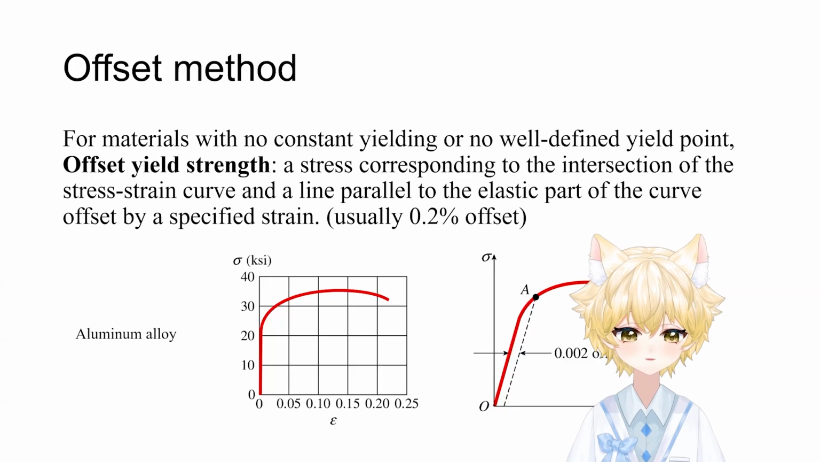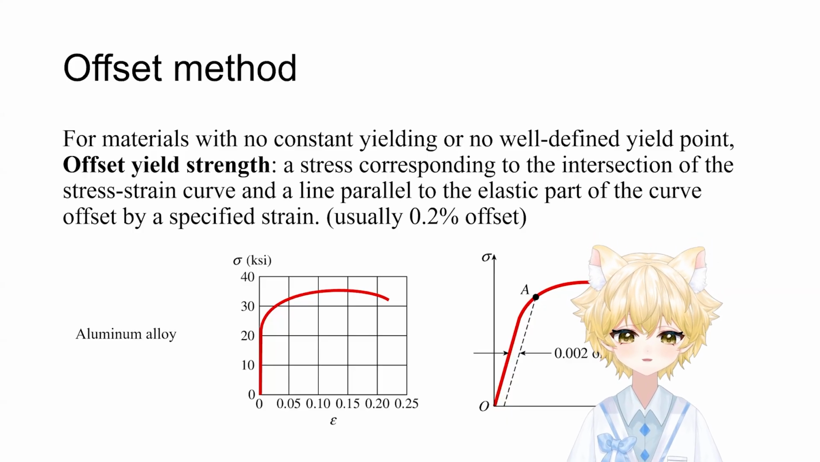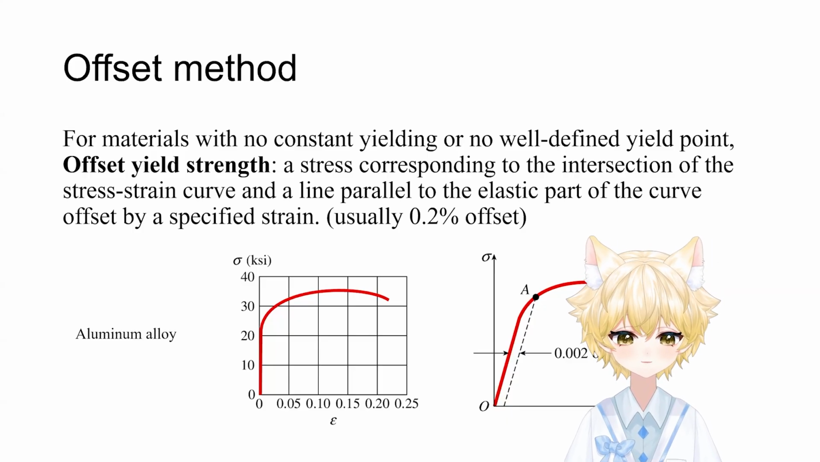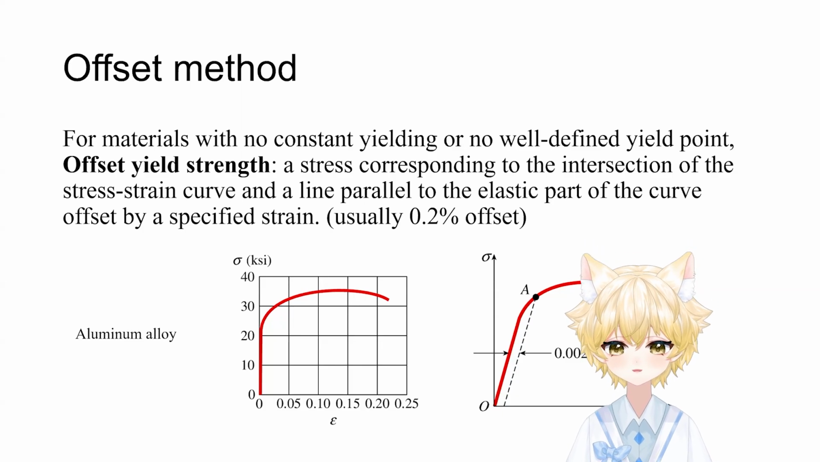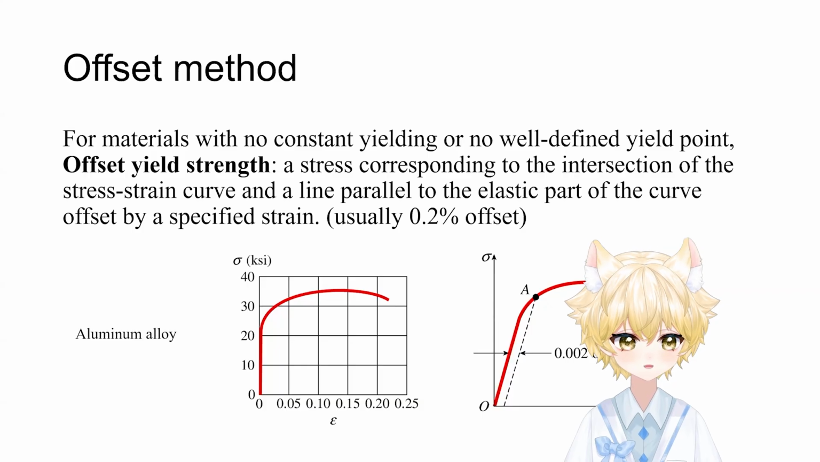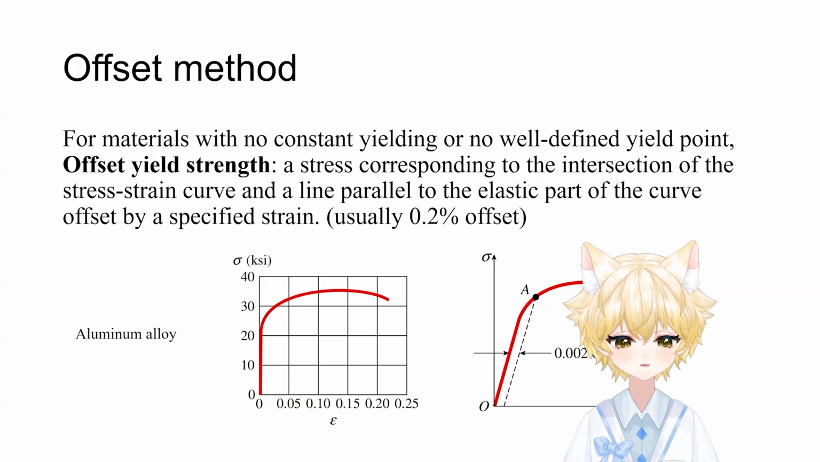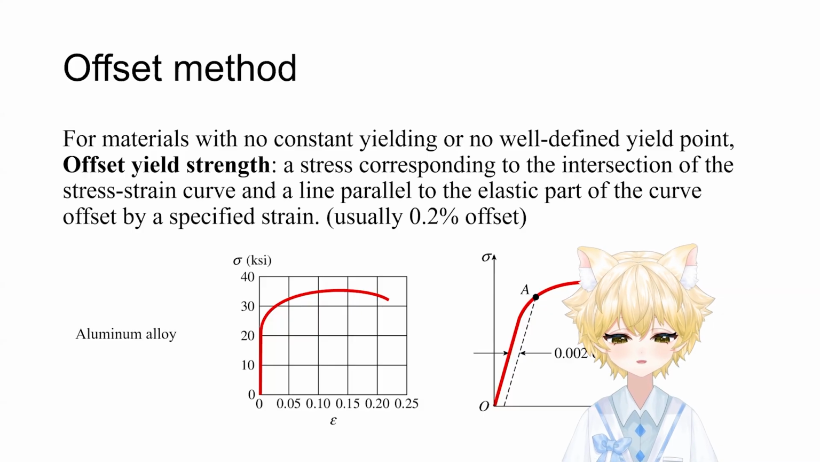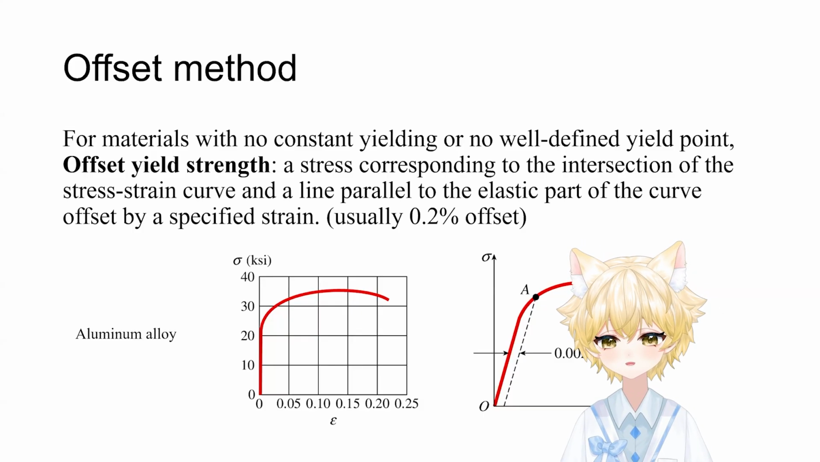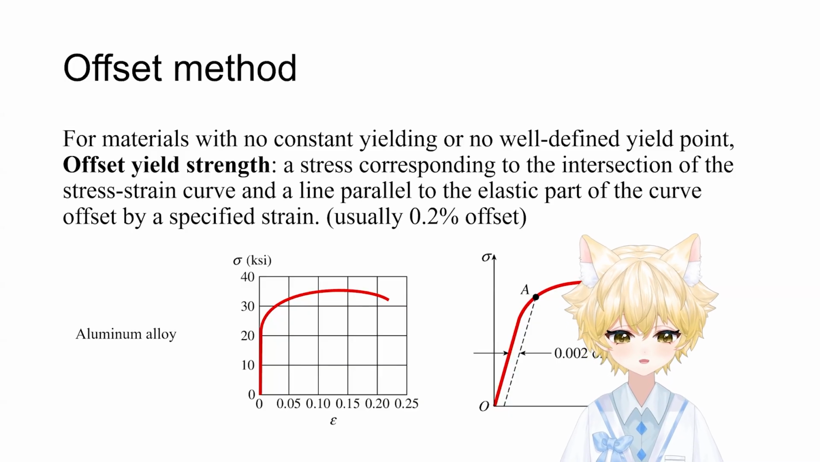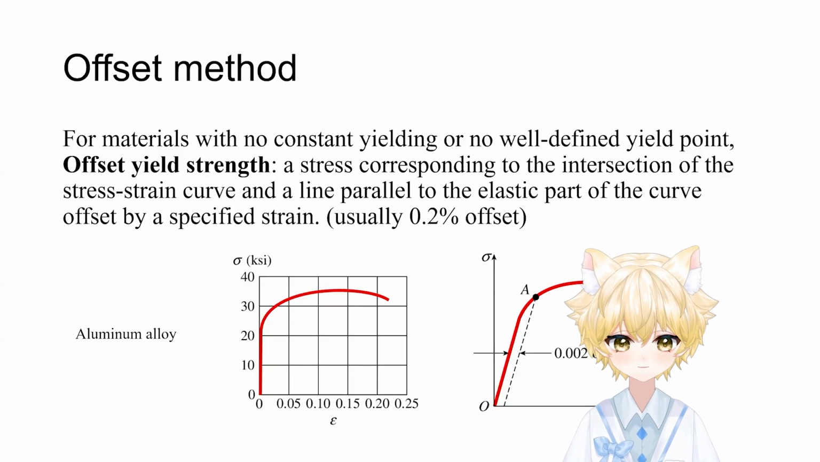This method connects directly back to what I just told you about unloading. Remember how the material unloads along a straight line parallel to the elastic slope? Well, the offset method uses that geometry to create a standard definition. Here is the procedure, and it's the industry standard for materials like aluminum and titanium.